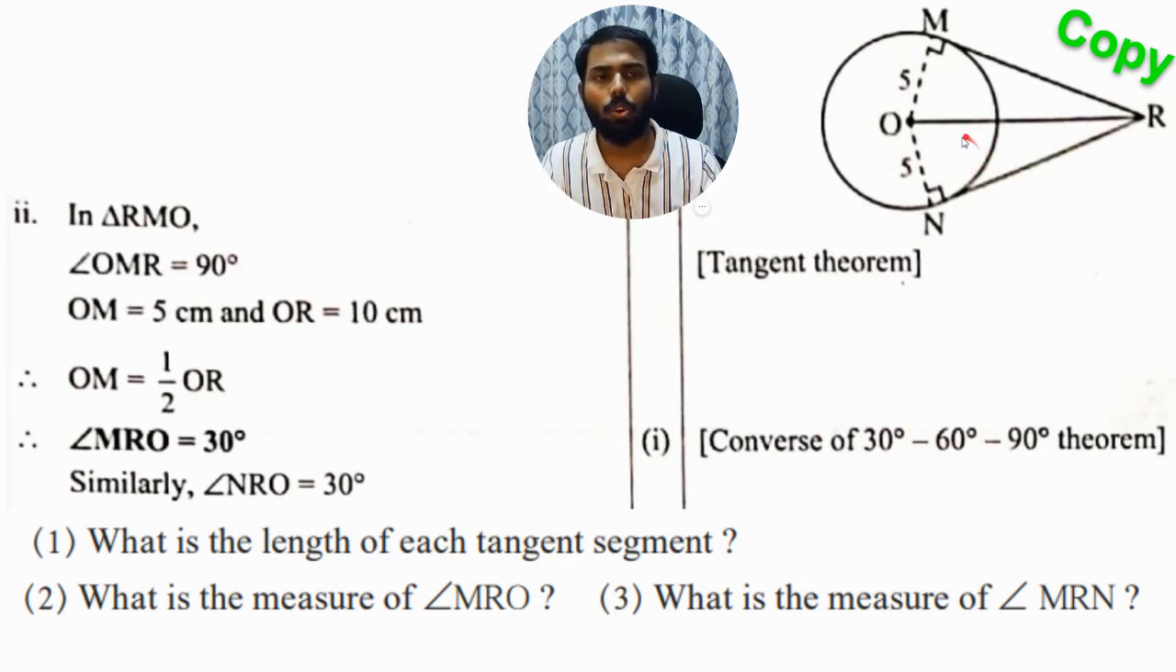Okay, you can say ON is half of RN, RN is the hypotenuse, ON is half of OR, OR is the hypotenuse, so the angle opposite ON will be equal to 30 degrees, and the reason will again be the converse of the 30, 60, 90 degree triangle theorem. But instead of writing all these steps again, you can simply write similarly and say angle NRO is also 30 degrees.